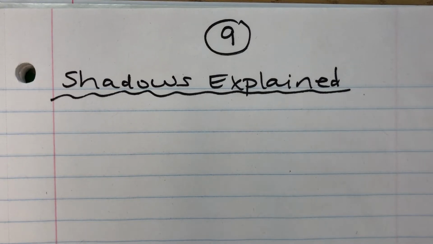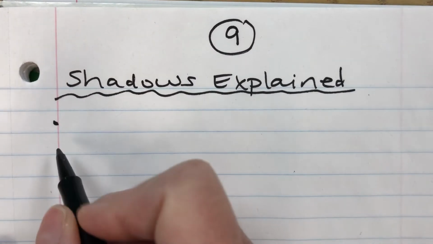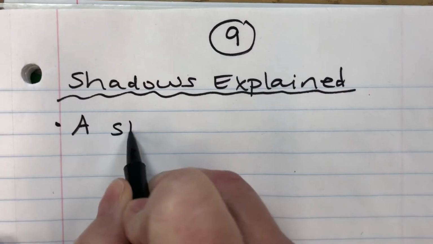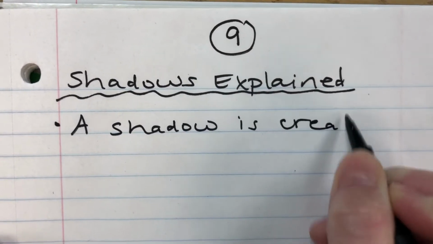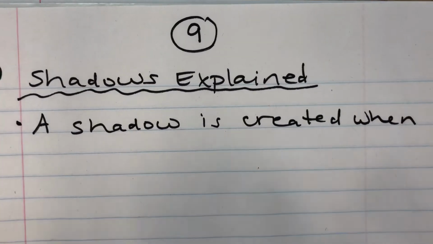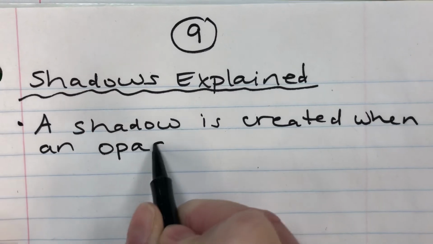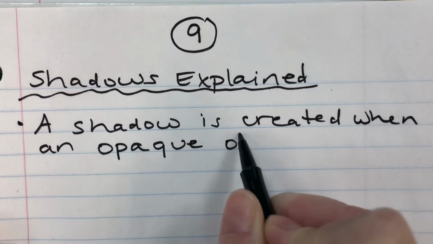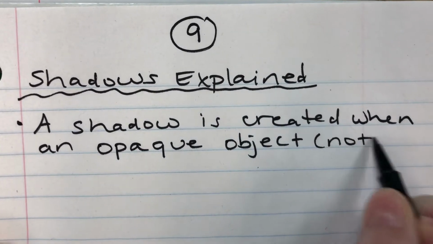But basically a shadow is created when an opaque object, that means something that's not see-through, blocks the light rays. That's how it happens. So we're going to write that down. A shadow is created when an opaque, and that's O-P-A-Q-U-E, object, and that just means it's not see-through.